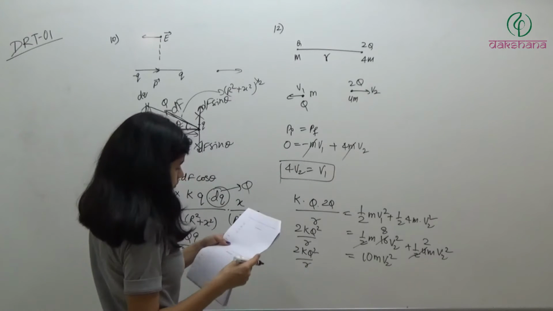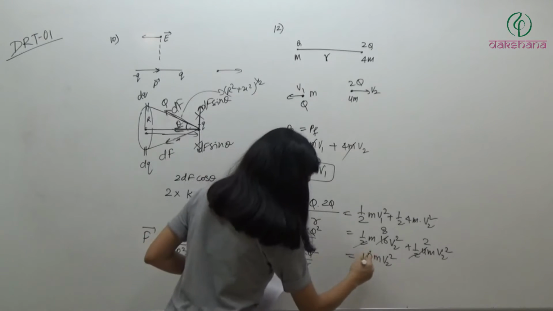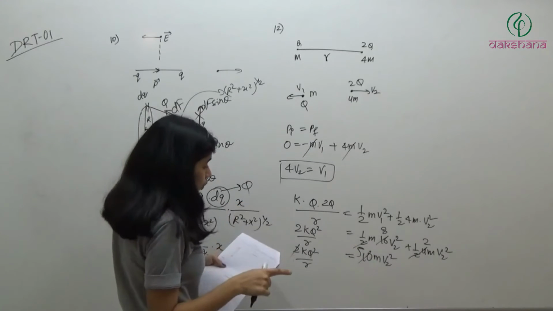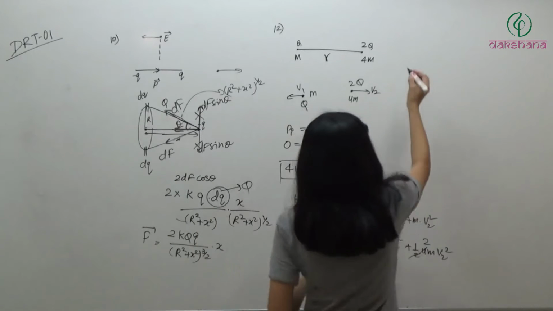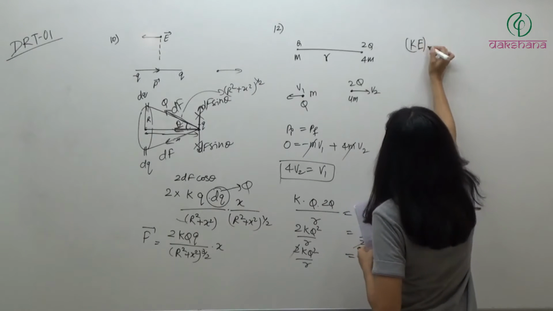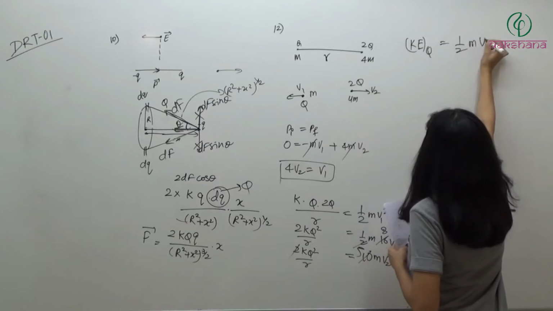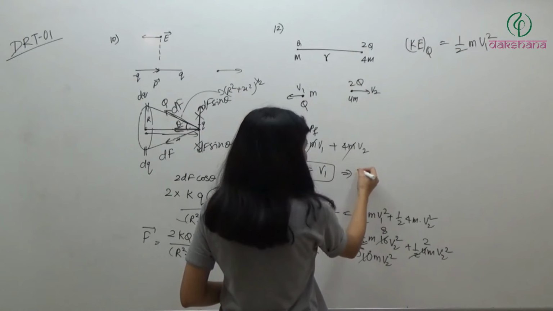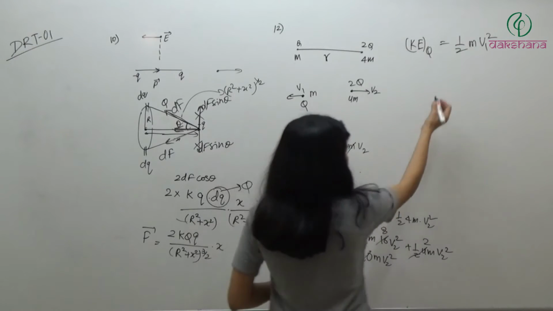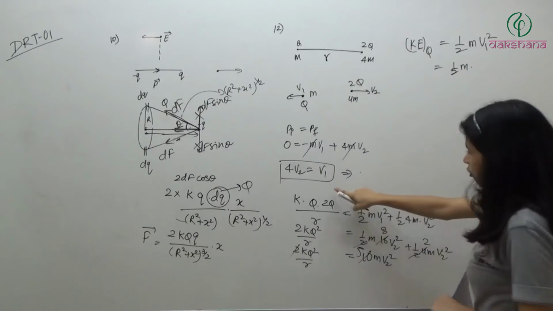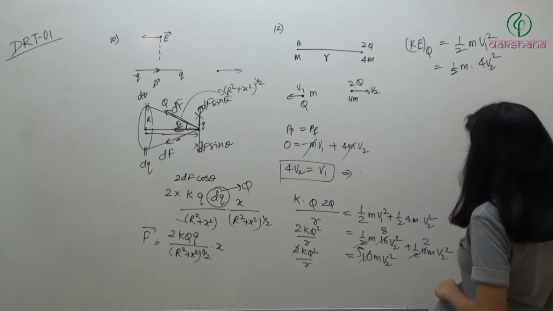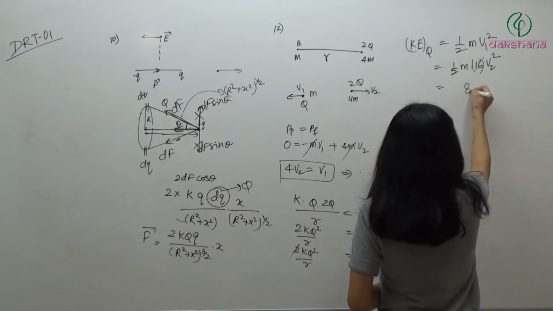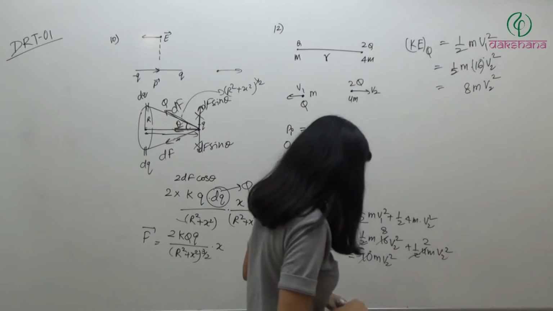From here m v2 square will be kq square by 5r. So we have to find out the kinetic energy of Q at infinite separation. Kinetic energy of Q means what we need to find out? Half m v1 square. Now from here half m v1 square can be written with v1 as 4v2, so it will be 8m v2 square. So basically we need to find out 8m v2 square.